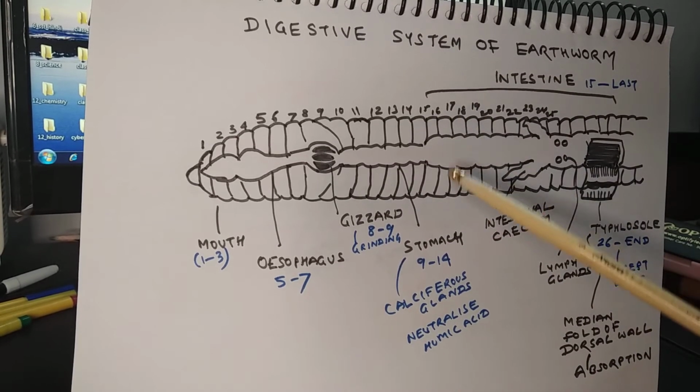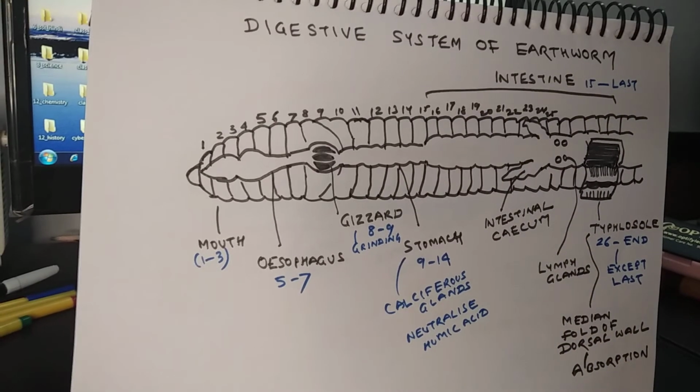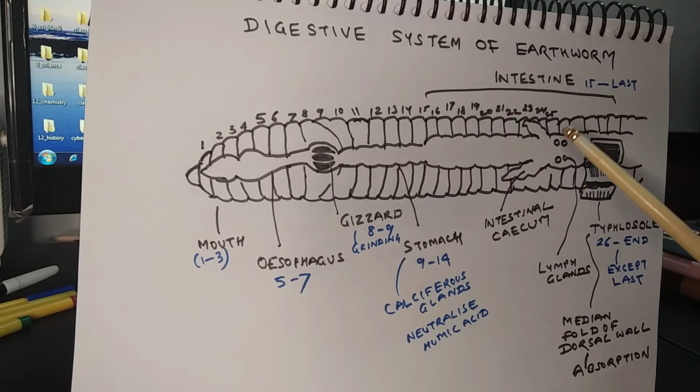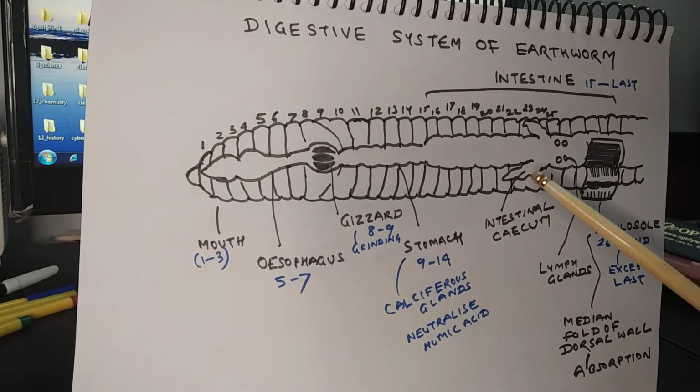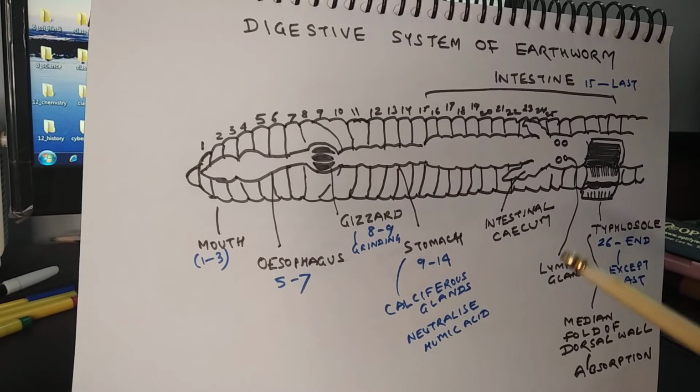The intestine begins from the 15th segment and lasts till the last segment. Between 23rd and 25th segment, there are outgrowths on the intestine, and they are called intestinal caeca. Caeca is plural word and caecum is singular word.